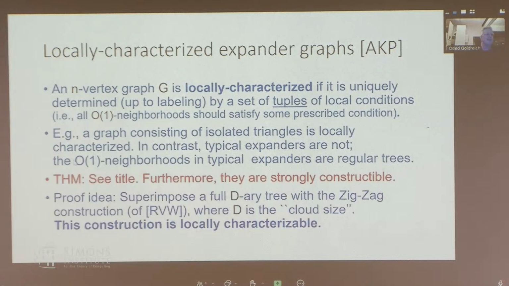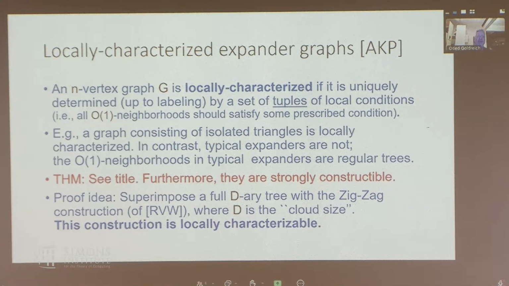So the theorem says what is in the title, that there exists, and actually can be easily constructed, relatively speaking, an expander graph which is locally characterized. So I find this quite amazing.